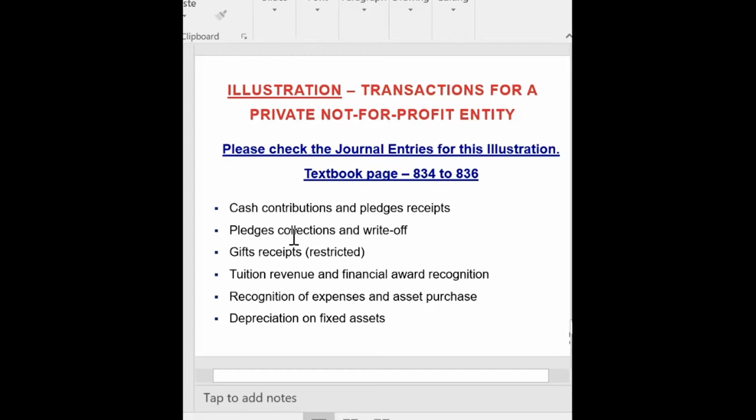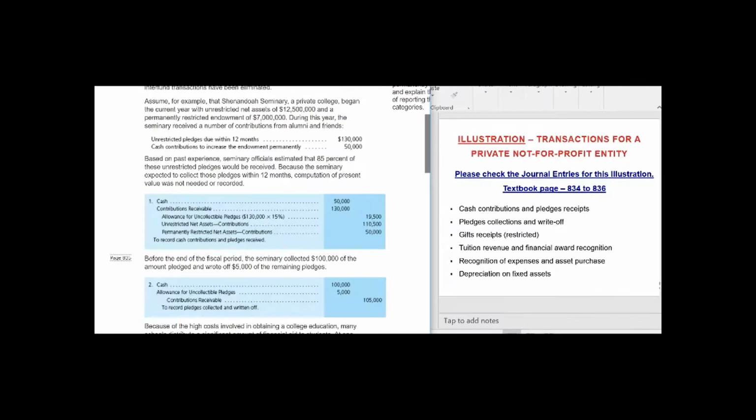page numbers 834 and 836. You will see some common journal entries when they receive cash or not, when all amounts will be collectible, how they write off, and how they record expenses, asset purchases, and depreciation. So I will take you to our textbook to see the journal example.